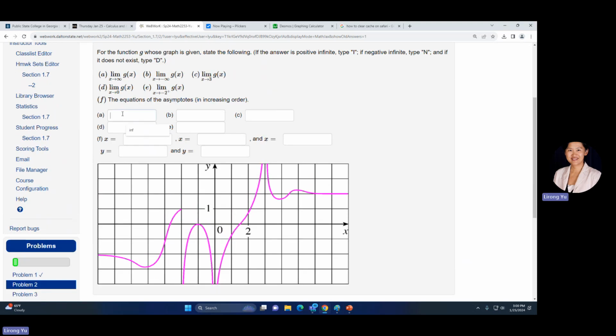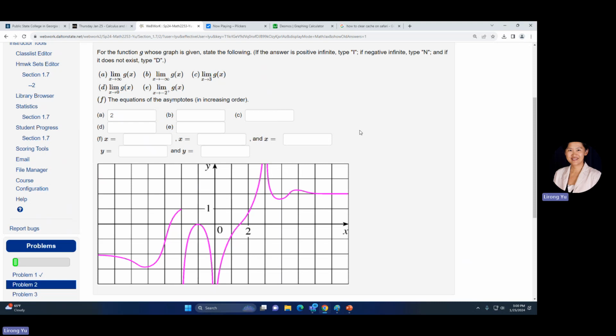So the first one is A. A is the function limit at the far right. So A has x goes to infinity, which is right here. Positive infinity is what happens at the right. So then we have 1, 2. So the limit should be 2. So for A, the answer should be a 2.